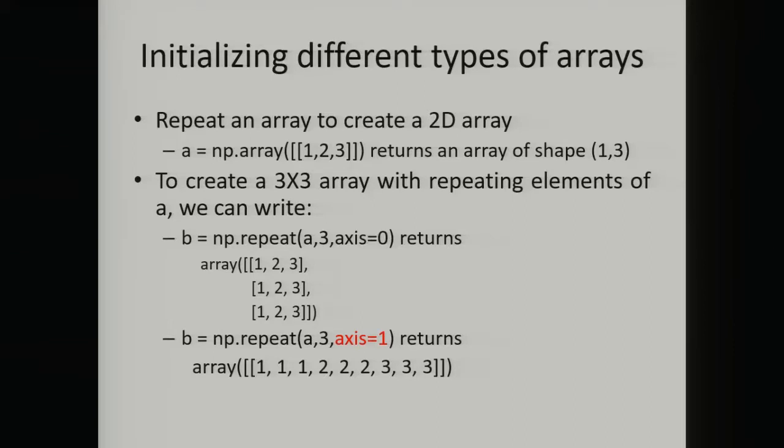axis equal to 0. Axis equal to 0 means create rows and then columns. So this will be repeated 3 times to create a 2-dimensional array. Whereas if you specify axis as 1, it will create a vector, with 1 1 1, 2 2 2, 3 3 3. So this will be a matrix having 1 row and 3 plus 3 plus 3, that is 3 times repeated. So 9 elements. If you omit this axis argument of repeat, then this will by default be 1.